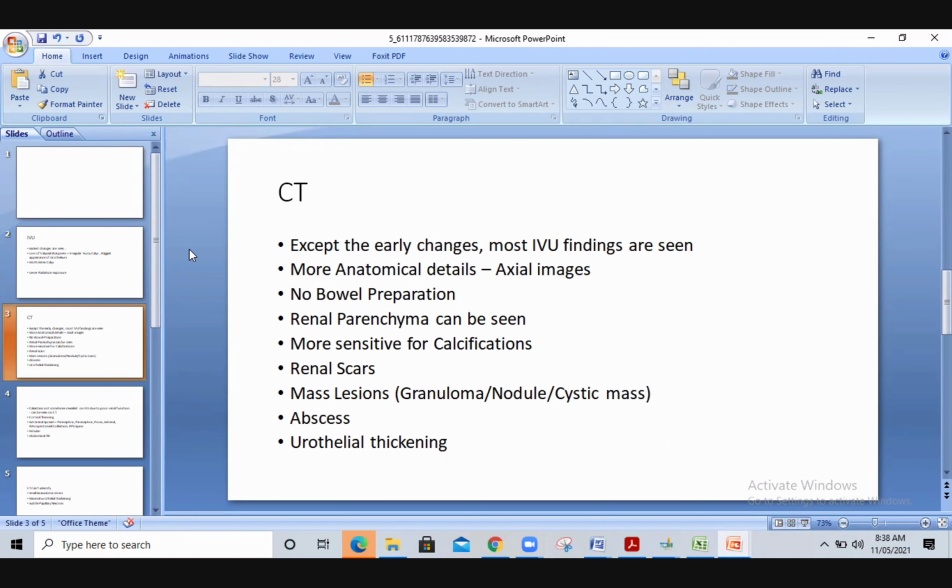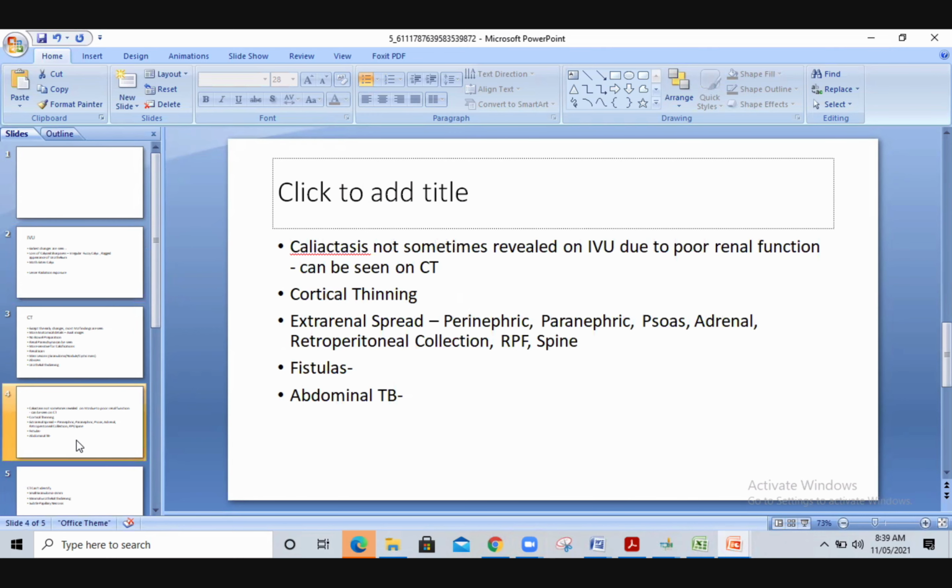Apart from that, renal scars can be clearly seen, and mass lesions in the parenchyma, including granulomas, nodules, or cystic masses. Renal abscesses, as well as extension of the abscess to perinephric or paranephric regions, can also be clearly seen on CT. Urothelial thickening is appreciable on CT. Calyectasis, which is sometimes not revealed on IVU due to poor renal function, can also be seen clearly on CT, even in a poorly functioning kidney.